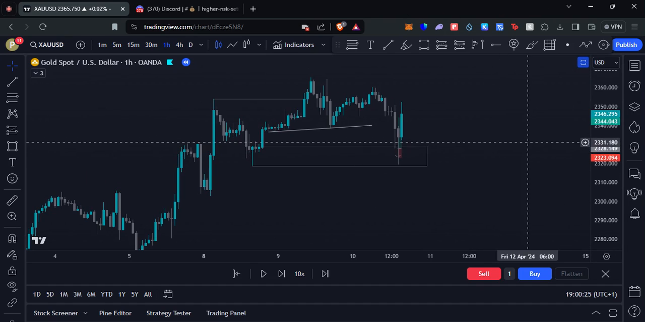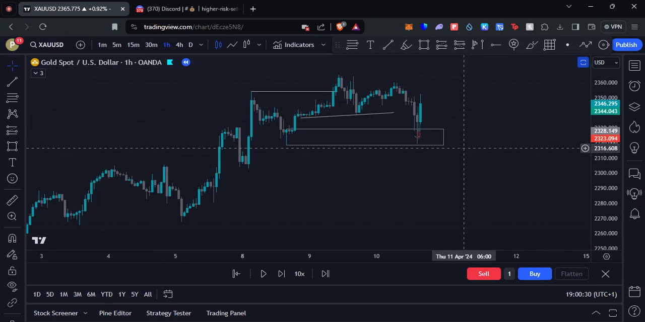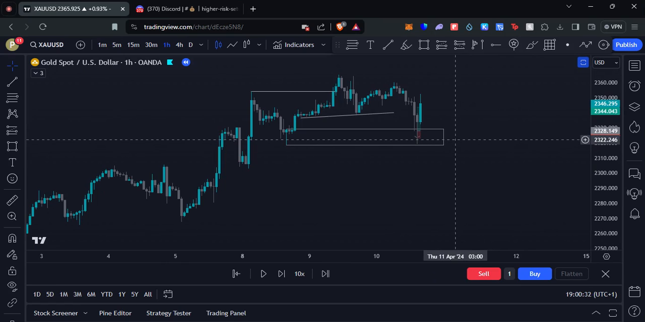So I hope this gave you guys a little bit of insight into exactly how to do some top-down analysis and actually frame up a high quality trade and walk through the entire process from taking it as an idea to executing the trade.